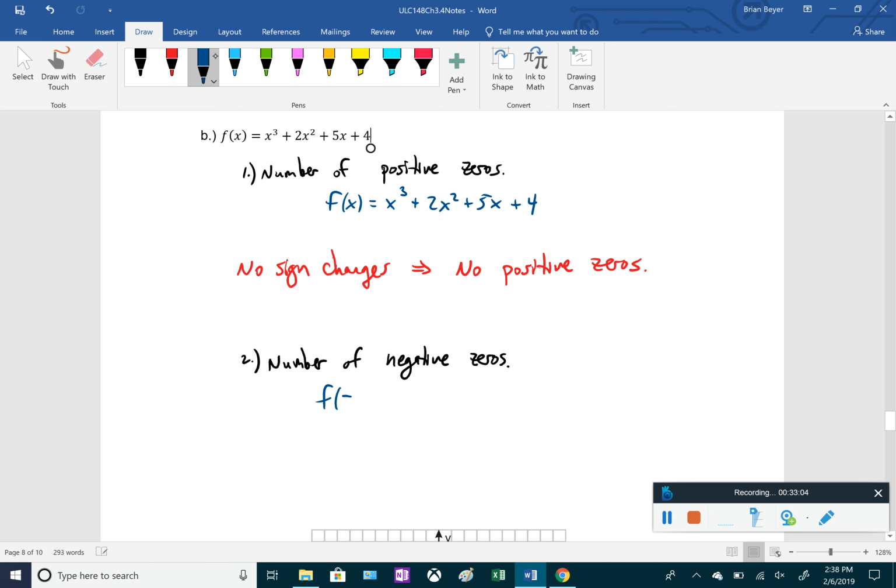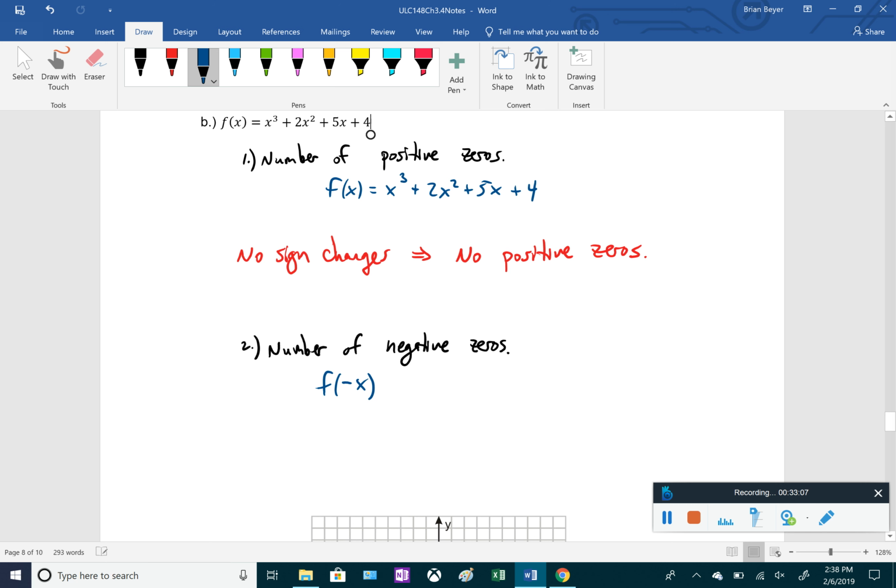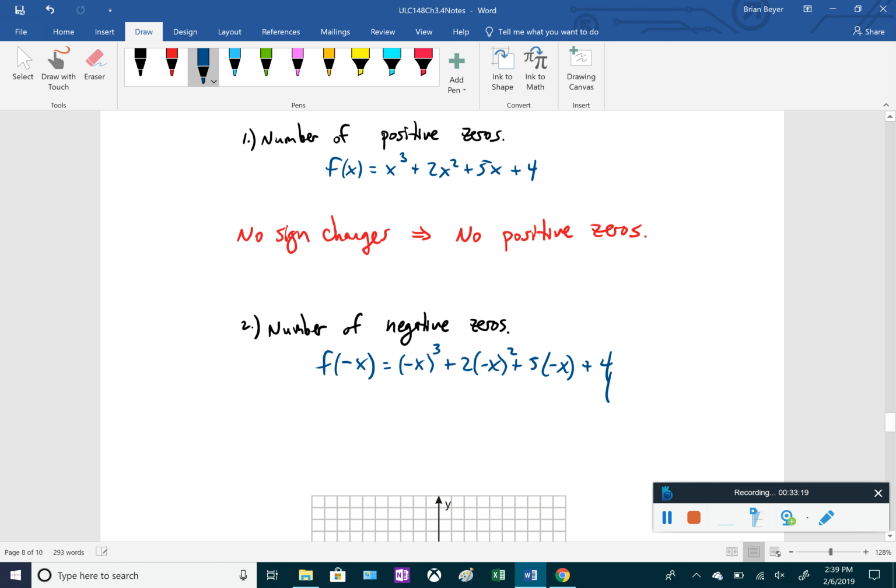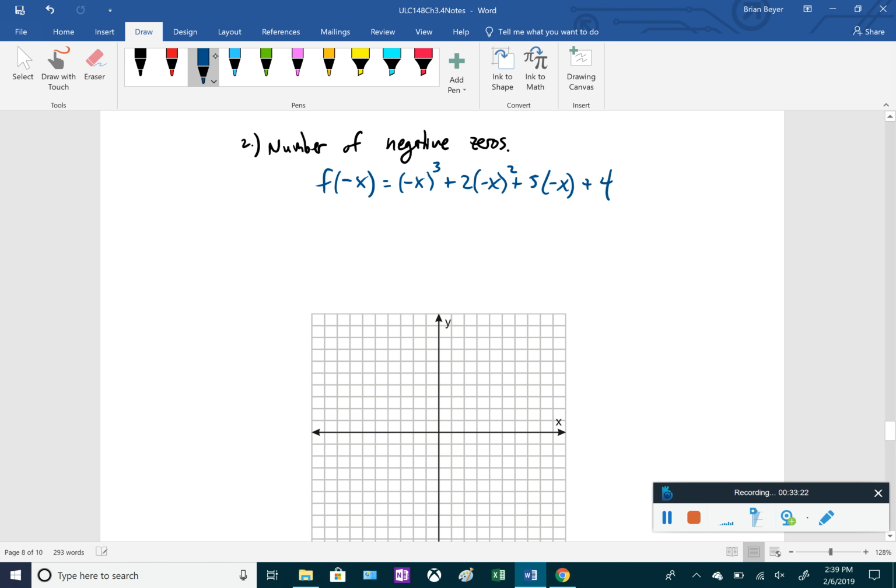Next, for the number of negative zeros, we need to look at f of negative x. So plug in a negative x, and then simplify it a little bit. We get negative x cubed, since a negative to an odd power is negative, plus 2x squared, because negative x to an even power becomes positive, minus 5x plus 4. So let's look at the sign changes. It goes from negative to positive, so there's one sign change.